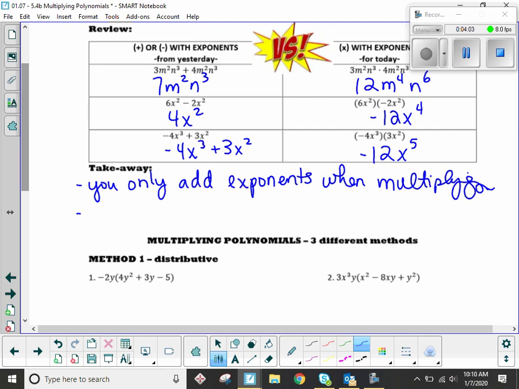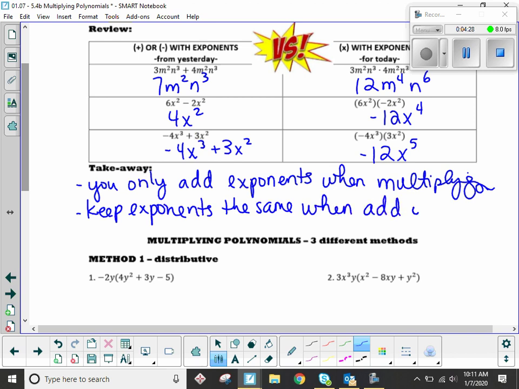What's something similar you could say about when you're adding or subtracting? What would you say? What do you do with the exponents then? You keep it the same, right? Keep exponents the same when adding or subtracting.